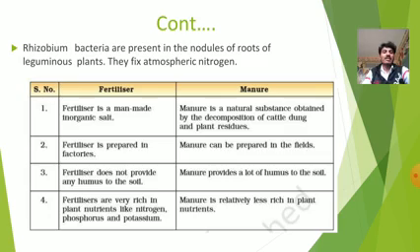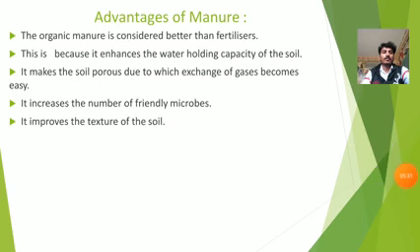The third one: fertilizer does not provide any humus to the soil. Manure provides a lot of humus to the soil. The fourth one: fertilizers are very rich in plant nutrients like nitrogen, phosphorus and potassium, and manure is relatively less rich in plant nutrients.